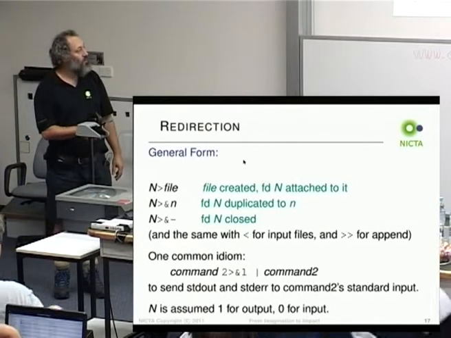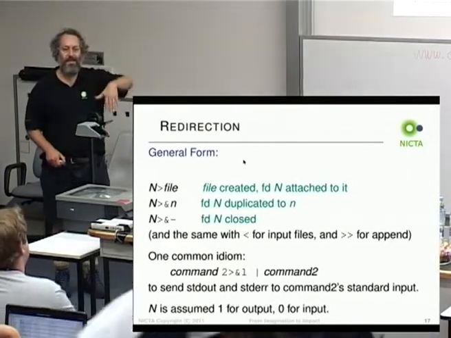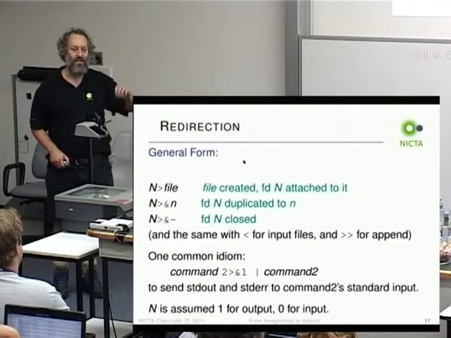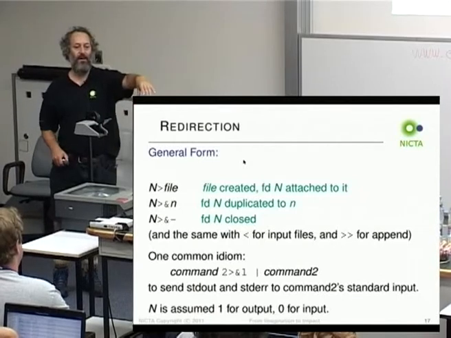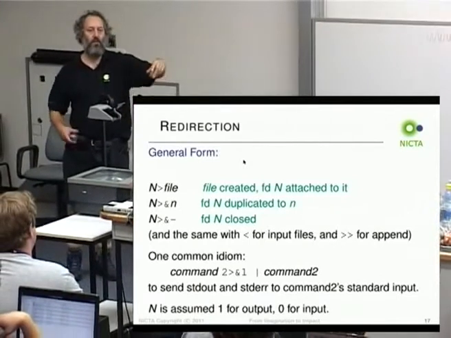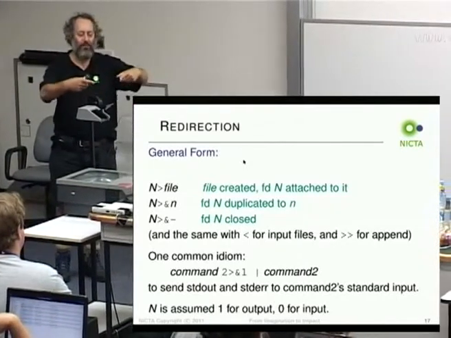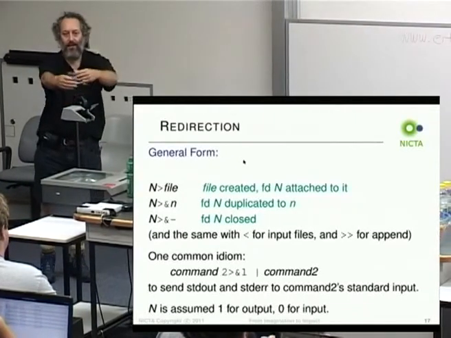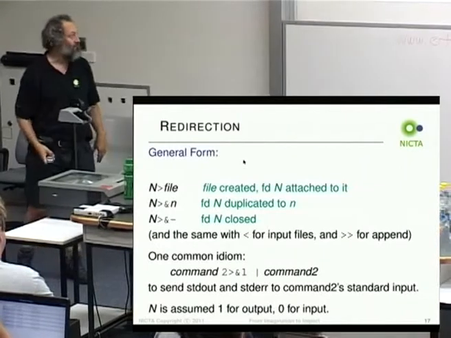You can also do n>> for open. Instead of truncating to zero length, open it for append. And that way, all the stuff that gets written to that file descriptor gets written to the end of the file. So if you've got multiple processes all writing to the same file, they'll be interleaved at the end of the file, and things will work nicely for a log file or something like that.